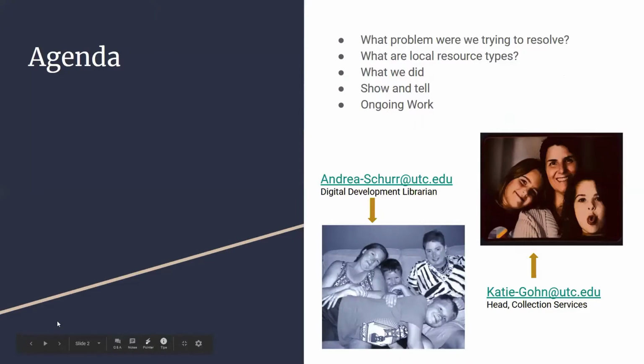Hi. So this is Katie. Welcome to our presentation. We're going to go through a practical, step-by-step application of a problem that we encountered soon after migrating. We're going to go through what that problem is. We're going to talk about what local resource types are and what our solutions were. And then we're going to walk through the process. And then we have a little bit of ongoing work that we'll go through at the end.